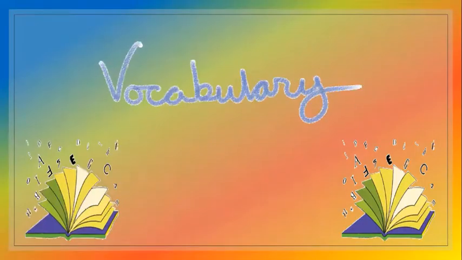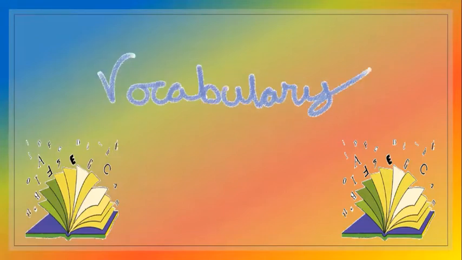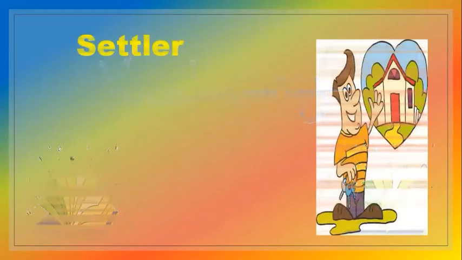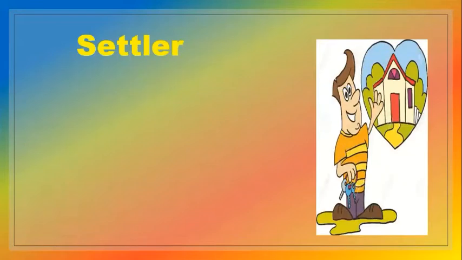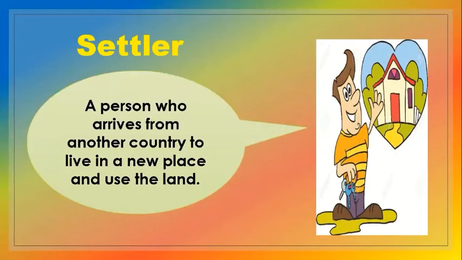Let's start our revision with the vocabulary. You have to memorize these words. So let's start with the first one. We have settler. Settler means a person who arrives from another country to live in a new place and use the land. Or we can say a person who arrives from another country to settle there.